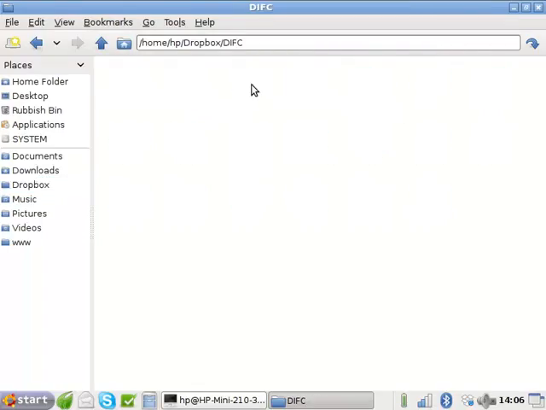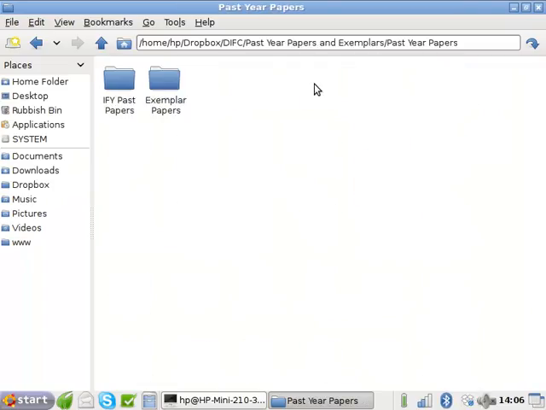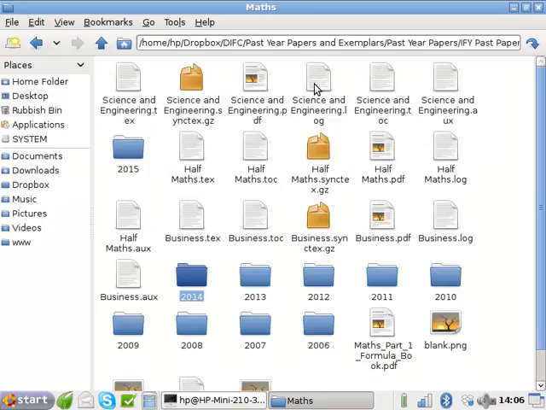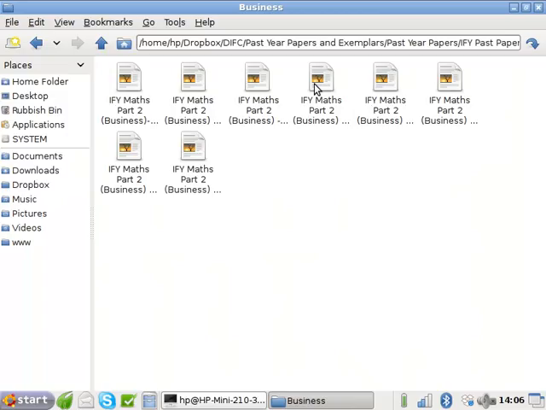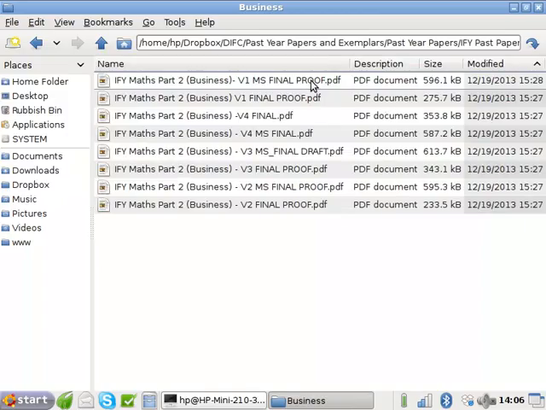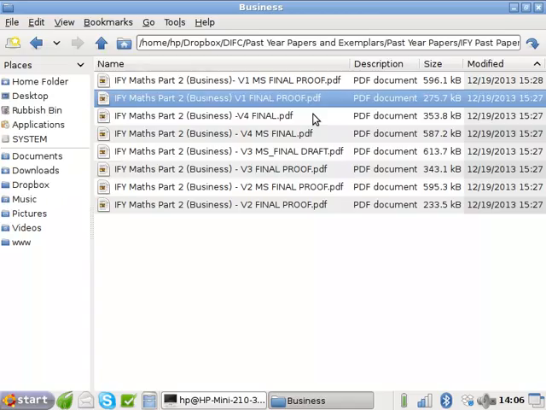What year was I looking at earlier? 2012, wasn't it? Past papers, IFY, maths 2012, business, version 2. Let's go back to version 1 and see if there was a binomial in that marking scheme.